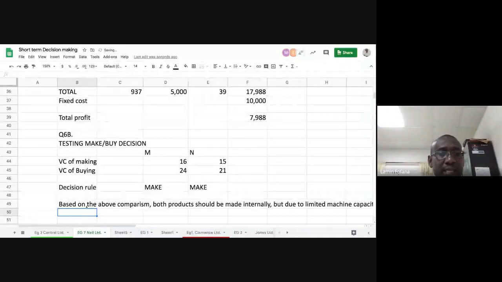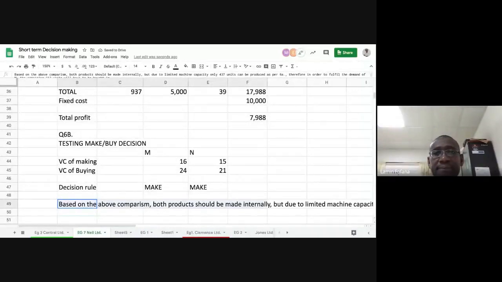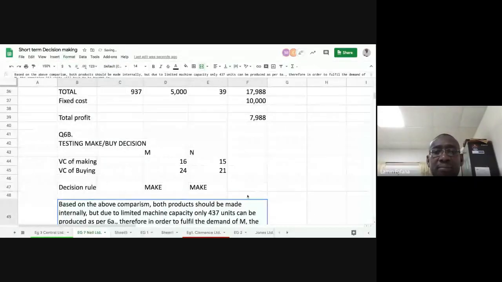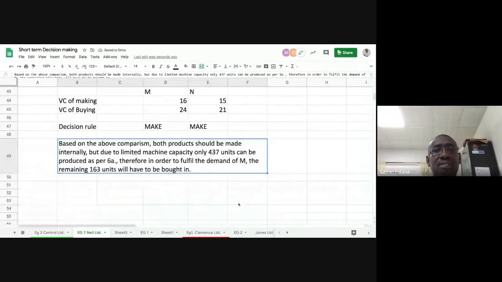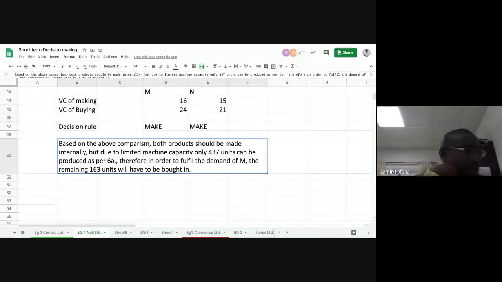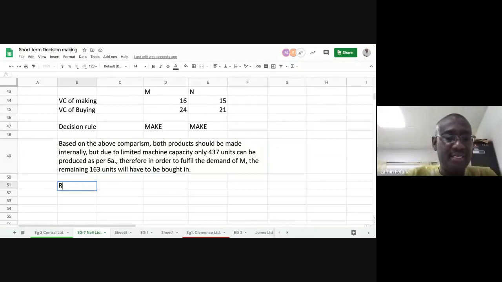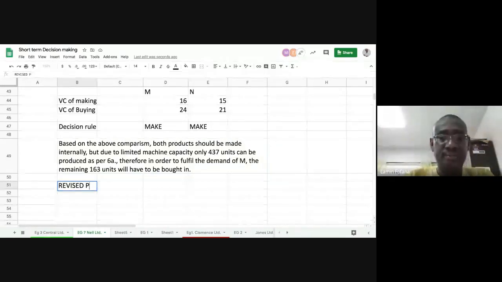So I'm going to mark that also so that it can appear nicely. I just wrap and then mark. Okay, so this is the way it's gonna appear. Are you following? Okay, so now let's do our revised profit statement. So based on the above, we have our revised profit statement.